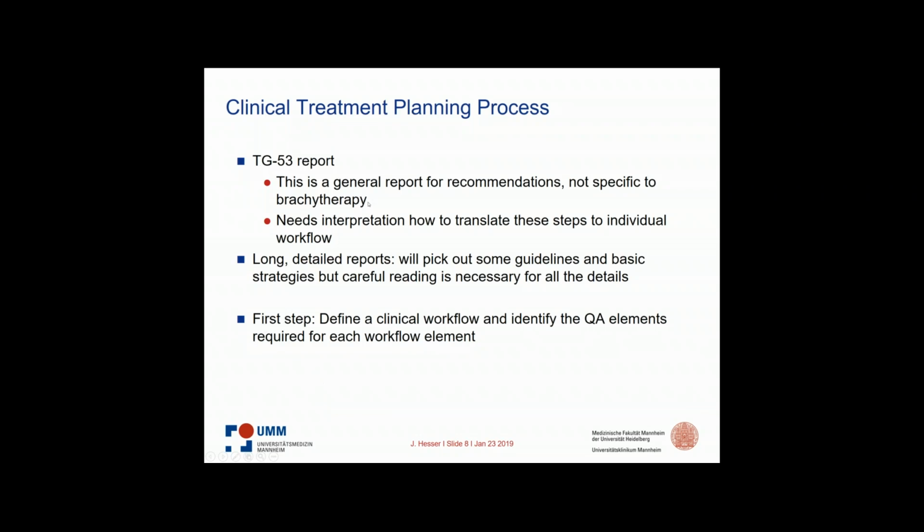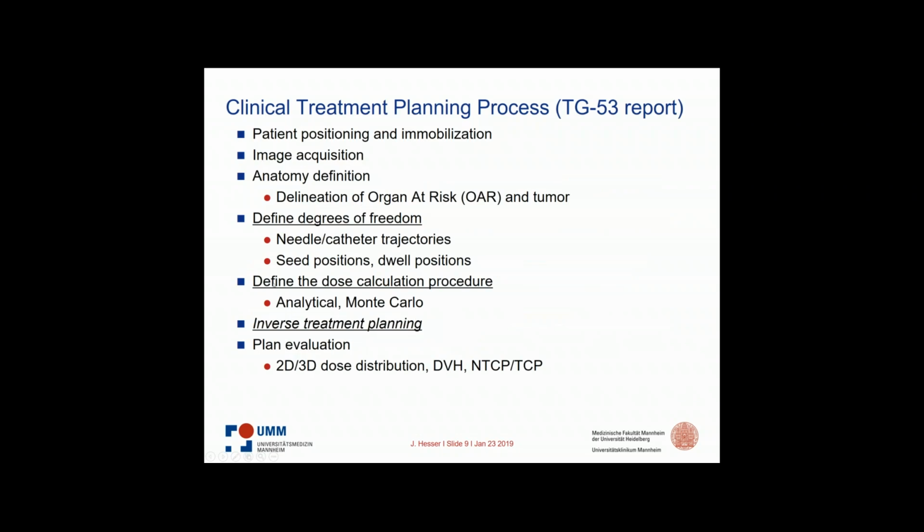So the first step for this TG53 report is to find a clinical workflow, essentially, and identify the different elements which are required. This is what I just picked out from one of these tables here. That's the treatment planning process. Initially, I have this patient, and if the imaging, which comes in the second stage, is not in the same pose as the later treatment, you typically position the patient and immobilize the patient before doing the imaging.